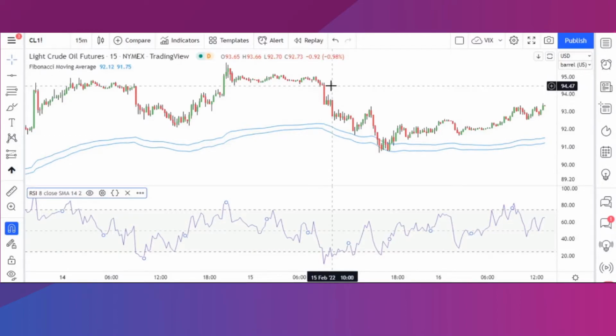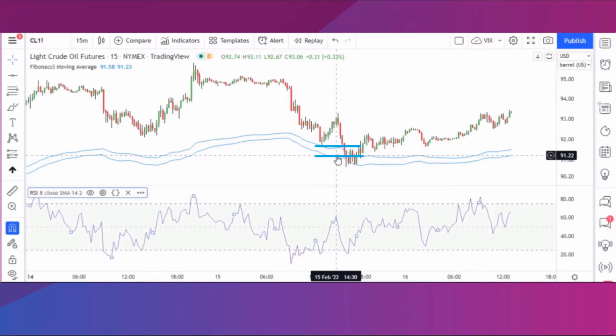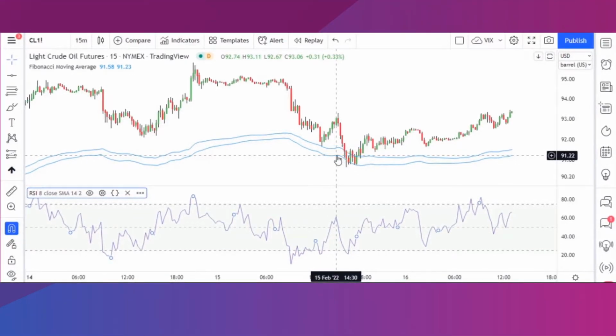So, what are the trading rules? A buy signal is generated whenever the market closes inside the moving average zone, meaning that the close price must be below the upper Fibonacci moving average and above the lower Fibonacci moving average, while simultaneously we must have an 8-period RSI that is at or around 25. This means that we have a market on support.